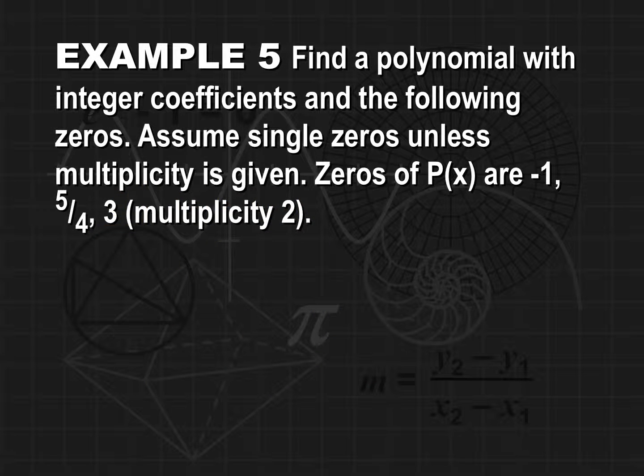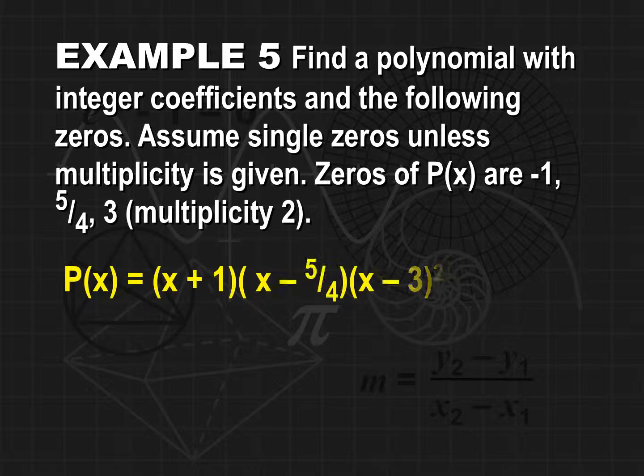Okay, so we can also work backwards. Let's say we want to find a polynomial with integer coefficients and the following zeros. We want to assume single zero, so there's no multiplicity, unless they tell us. And that just means that the factors repeat themselves. So the zeros of P of x are -1, 5/4, and 3. And 3 has a multiplicity of 2, which means that that factor happens twice.